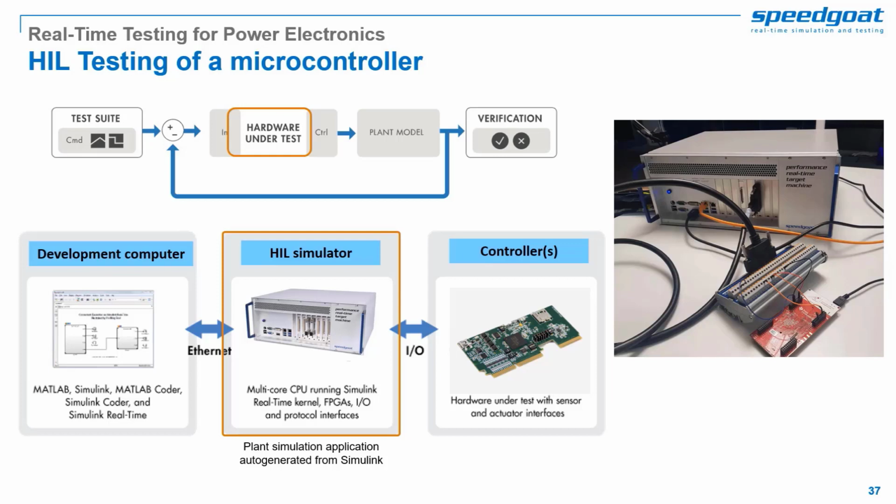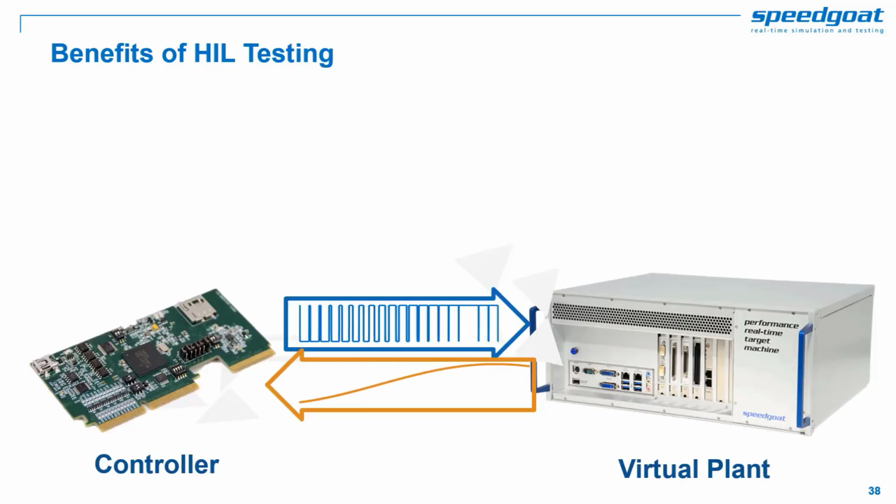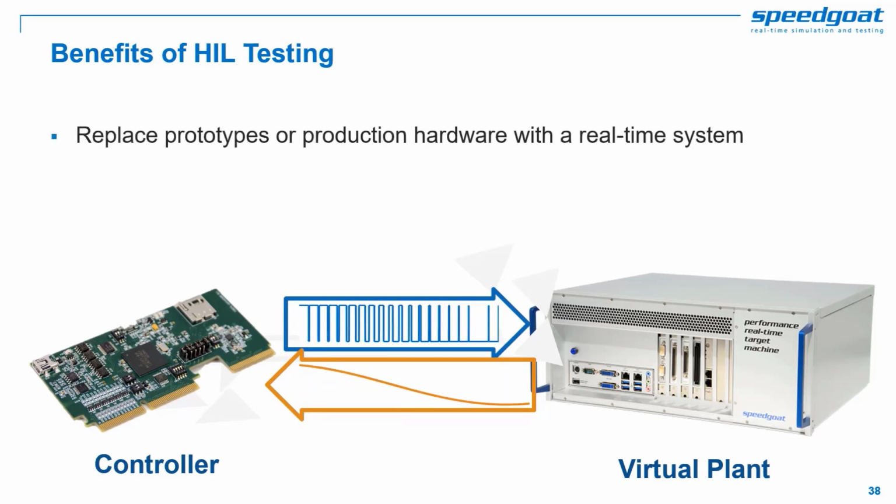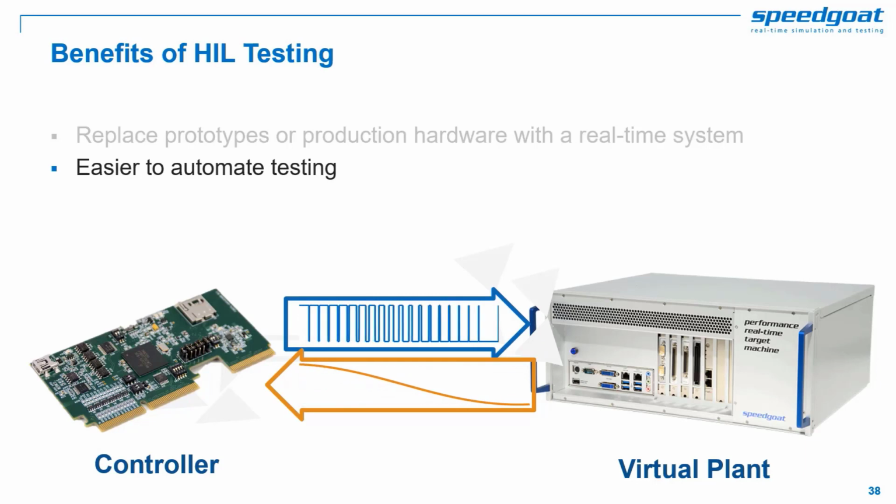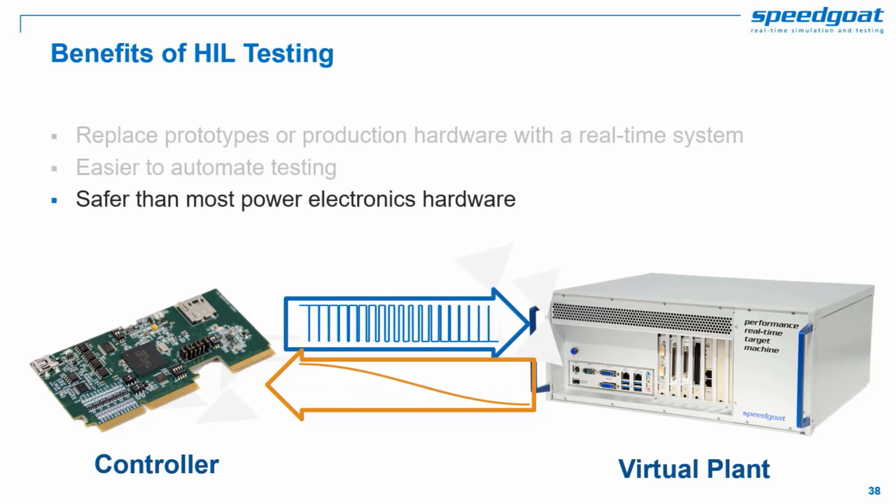A hardware-in-the-loop setup contains the controller under test, here a microcontroller, and a real-time simulator that runs a real-time simulation of the plant together with I/O modules. Thus, you can replace prototypes or production hardware with a real-time system. It enables you to automate testing more easily with tools such as Simulink Test. It is safer to test with real-time simulations than with most power electronics hardware, which can break down.